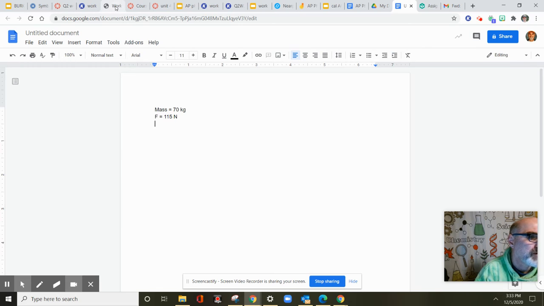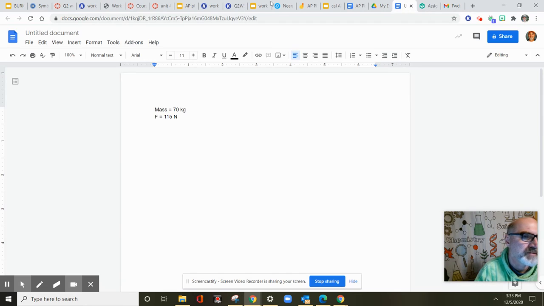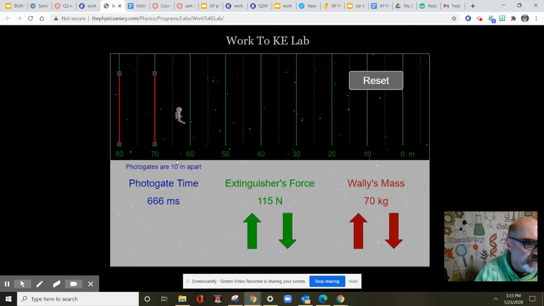So back over here, the photo gates are 10 meters apart, and the time it took to go from one photo gate to the next was the number of the beast. How convenient. Where's my untitled document? Let's drag that over here so I don't have to hunt around for it. So Wally flew however far that is. I have to estimate that. That's unfortunate. I'm going to go with like 63 meters.